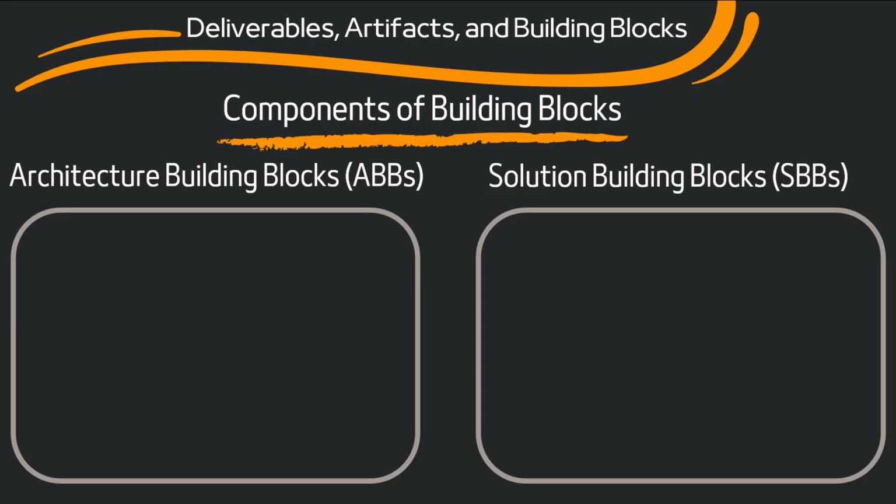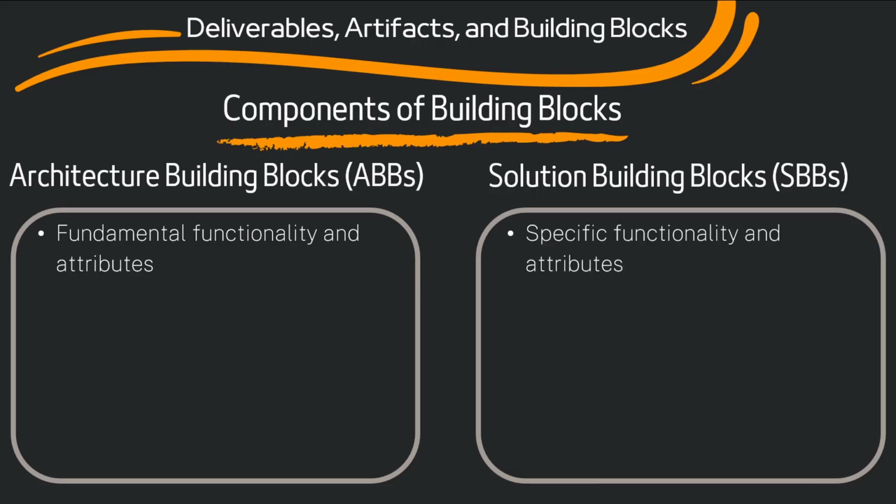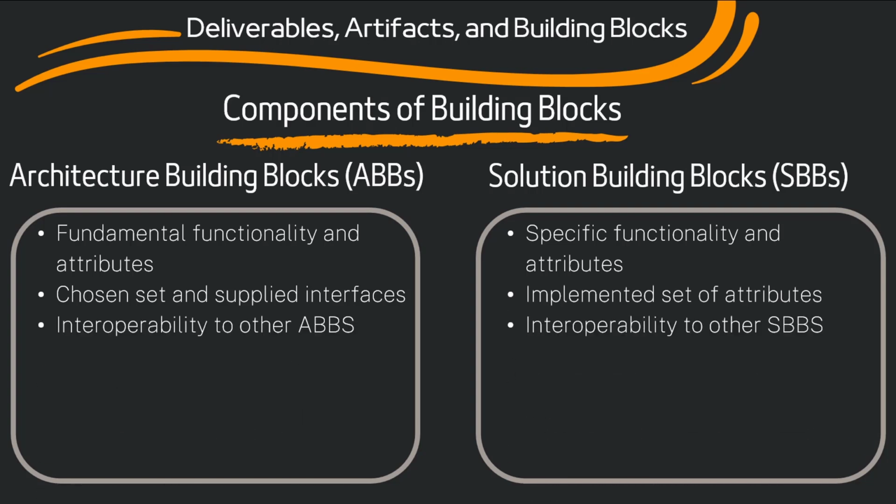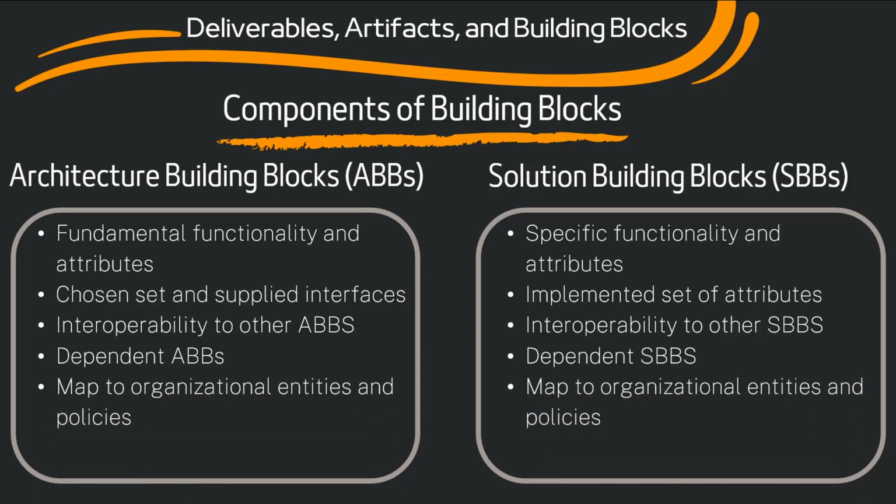Components of building block. Let's take a look at some of the differences between the two. An architecture building block discusses fundamental functionality and attributes, whereas a solution building block has specific functionality and attributes. An architecture building block has a chosen set and supplies an interface. The solution building block deals with the implemented set of attributes. When they are used, architecture building blocks and solution building blocks discuss their interoperability with other architecture building blocks or other solution building blocks. They also do this for any dependency. Architecture building blocks have to reference any dependency that they have, and solution building blocks have to do the same. Both should map to organizational entities and policies.